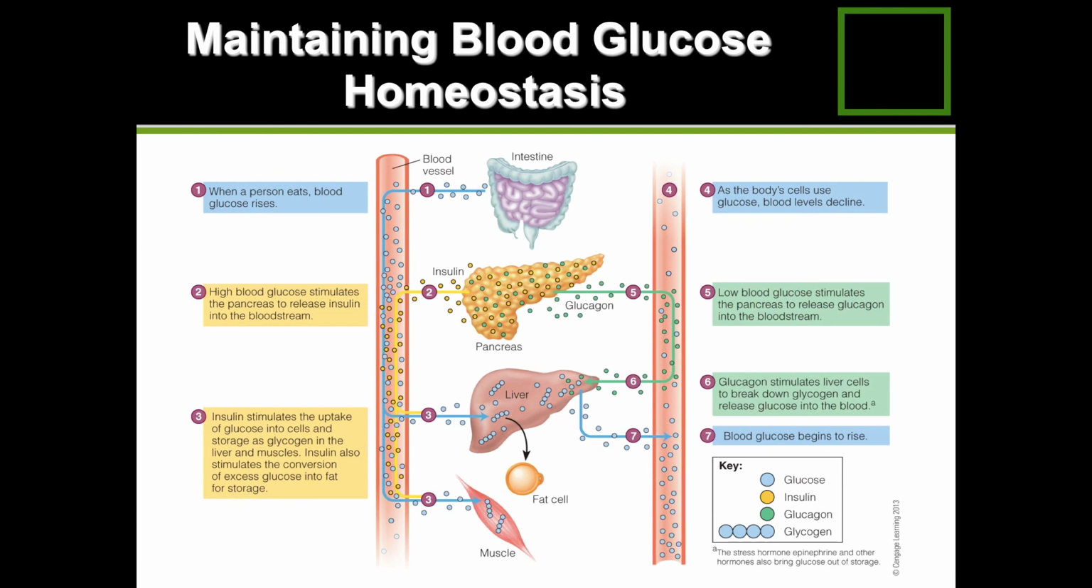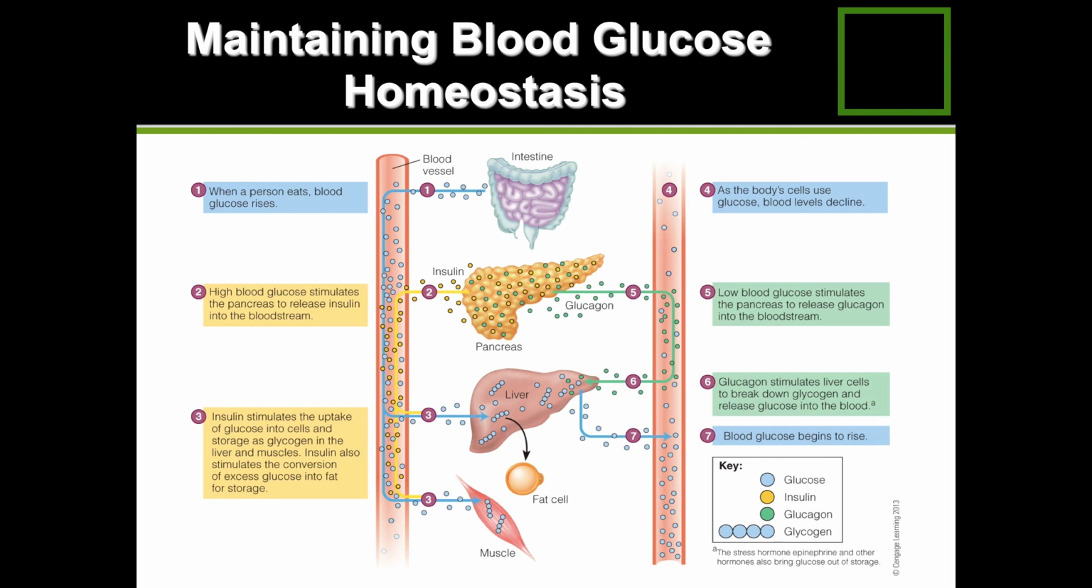So this is what goes on. When a person eats, blood glucose rises, right? Obviously, because we just ate. So when blood glucose rises, we're here, number one. It stimulates the pancreas to release insulin into the bloodstream. Once the insulin goes into the bloodstream, it stimulates the uptake of glucose into the cells and storage as glycogen in the liver and muscle cells. This continues over and over until, here number 4, there is a decline in blood glucose levels. Why? Because we're not eating constantly, so obviously we're going to get a decline in blood glucose levels.